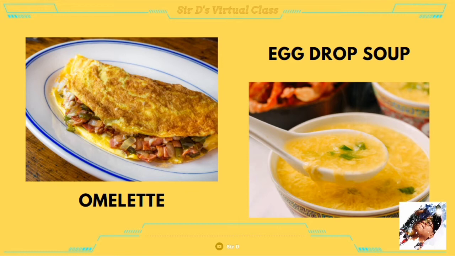You have then now the egg drop soup. Country of origin would be in China. The egg drop soup is actually just some chicken broth, together with some vegetables, and the egg placed on this broth, heating it up and then stirring it constantly to form this just wonderful flakes or strands of the egg.